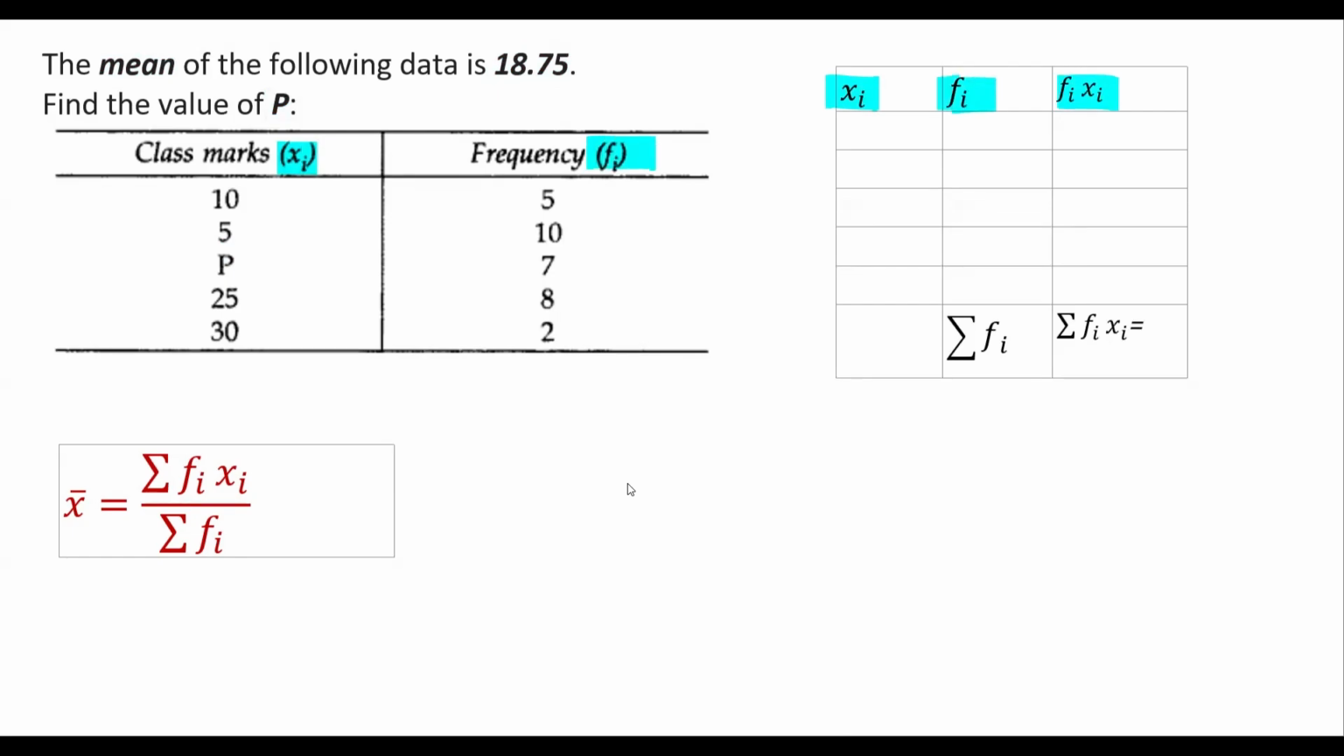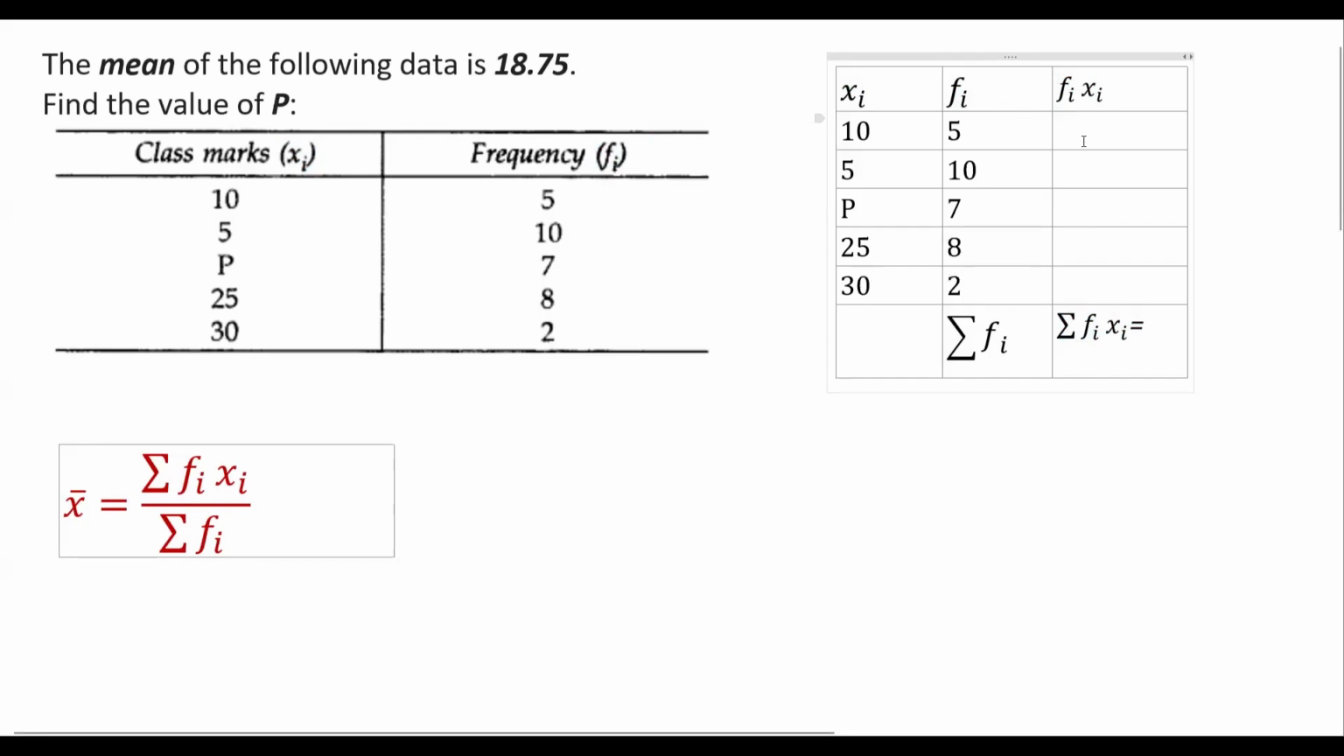Now I'll be finding Fi(xi). And when we apply this formula of mean, we will get the value of P here. As you can see, the mean is also given. So let's begin with filling the table, as I've already made the table here. So the first is 10, then it's 5, then it's capital P. Next is 25, 30. Now if I write down the frequency here, this is 5, 10, 7, 8, and 2.